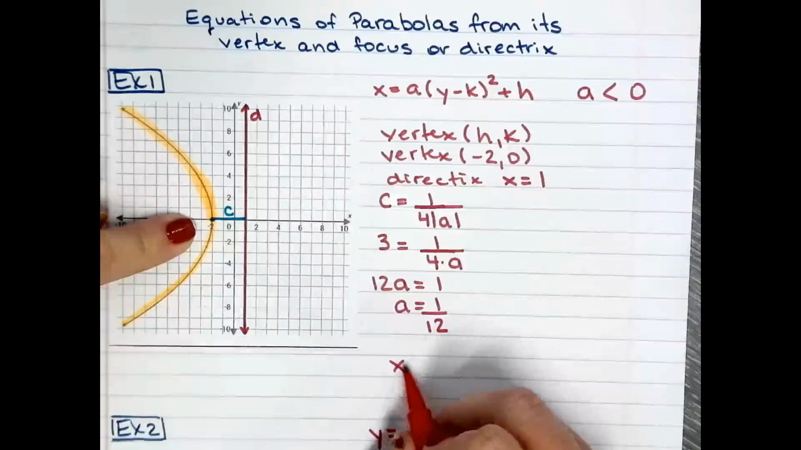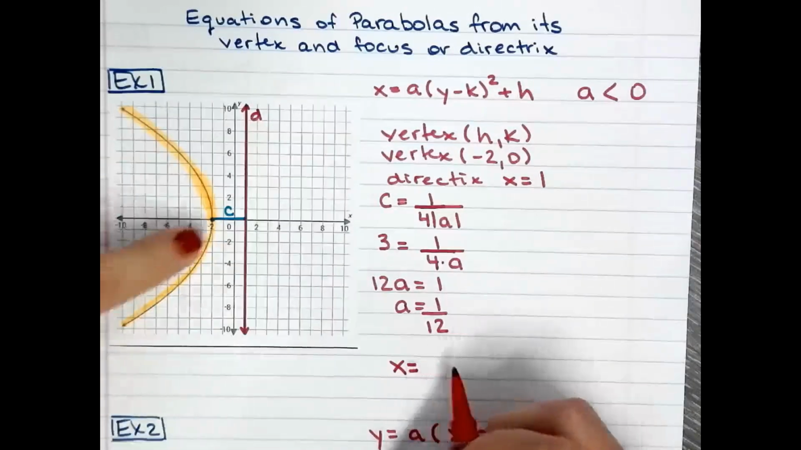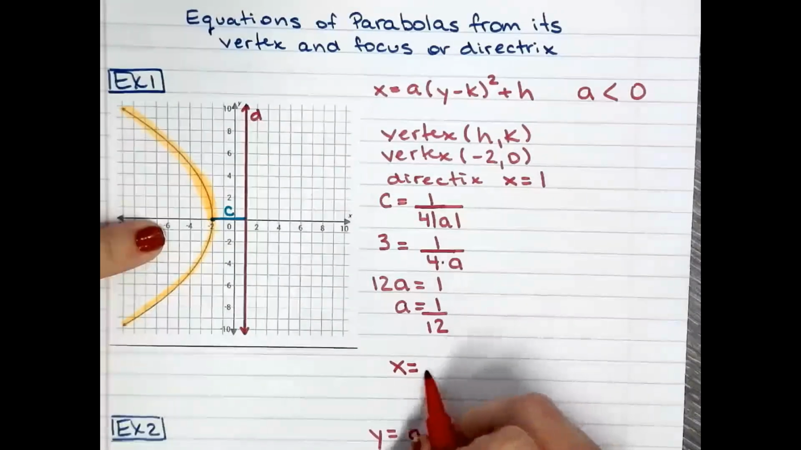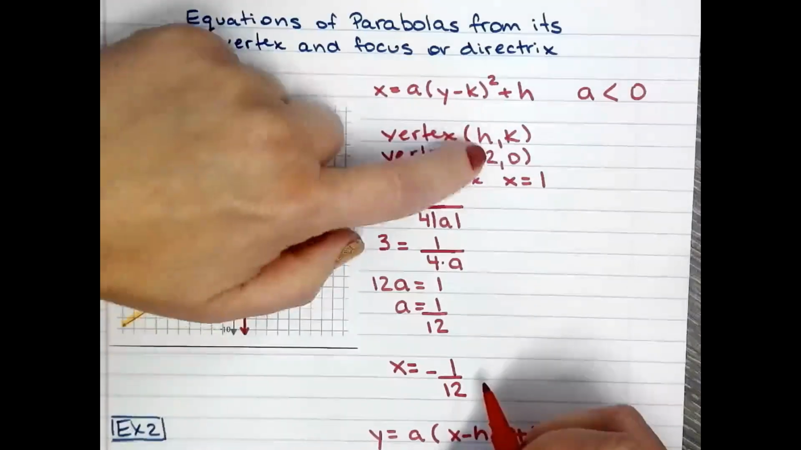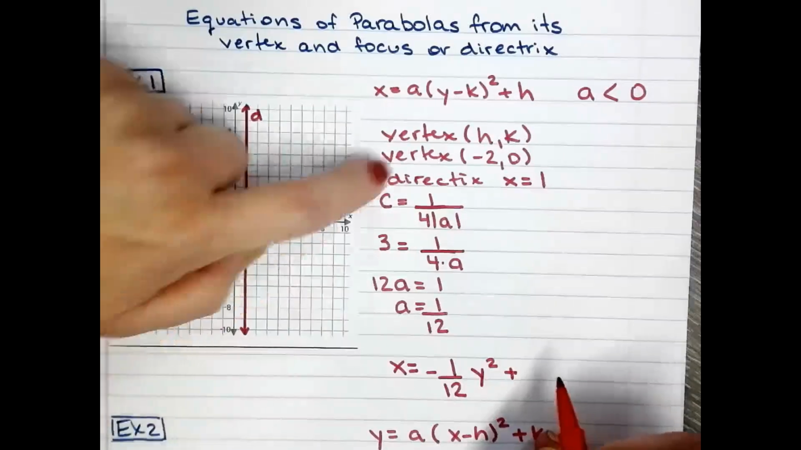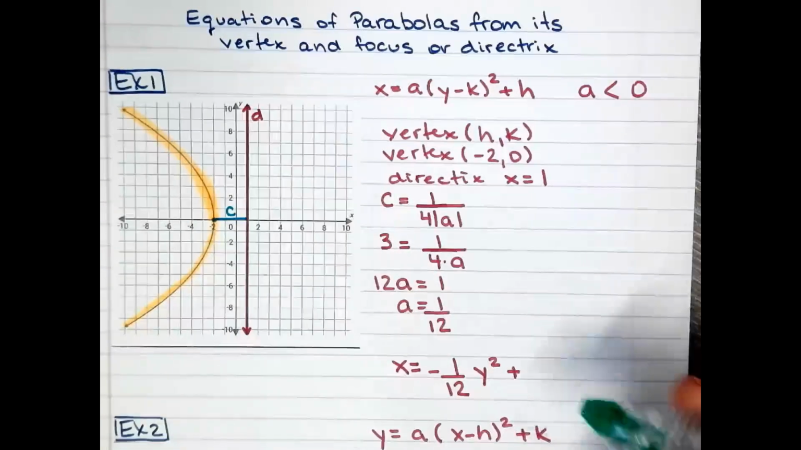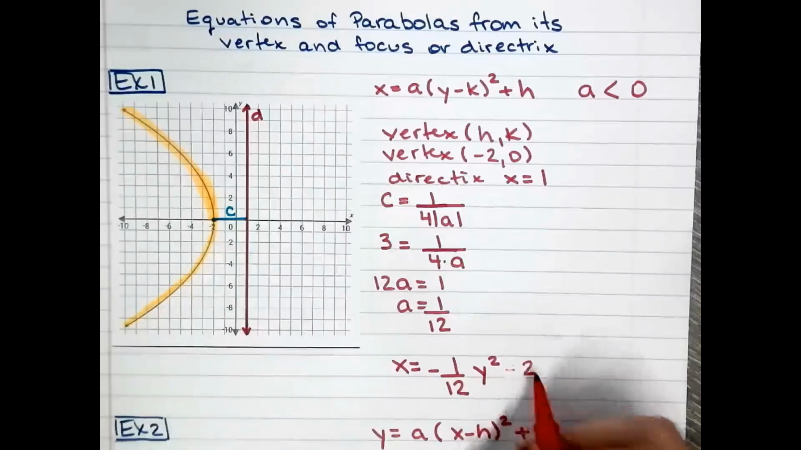So it is x equals, because it opens side to side. I know a is negative because it opens left, so negative 1 over 12. k is 0, so just y squared, plus h. Oh, h is -2. So minus 2, not plus, -2. That looks funny, so minus 2.